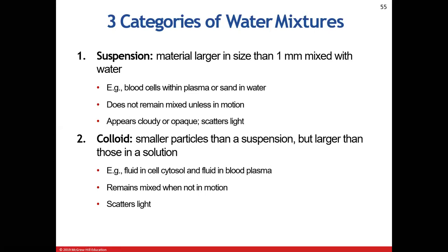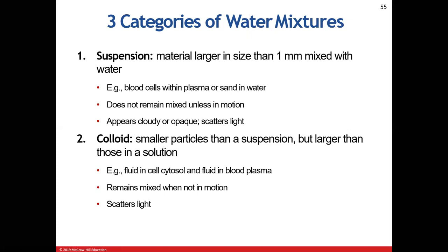If we look at these two examples, we'll notice that when we think about how they separate, they really do not remain mixed together unless there's some sort of motion within that particular system. Typically, it's going to appear cloudy or opaque, and this particular type of mixture, this suspension, is actually going to scatter light. And so if we think about sand and water, you spin it around in a bucket, it'll kind of mix together, but as you let that bucket sit there, it's actually going to start to settle out.